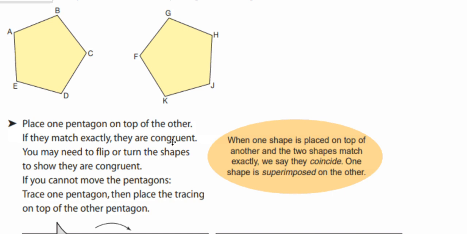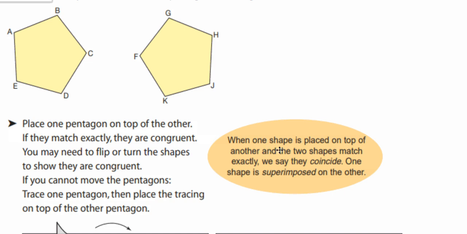We might need to flip or turn the shapes to show that they are congruent if we cannot move the pentagons. For example, on this piece of paper, or on my computer screen, I can't move my pentagons. So I might need to use tracing paper or trace one of them and see what happens. That's one way that we can do it. We'll also look at a second way as well.